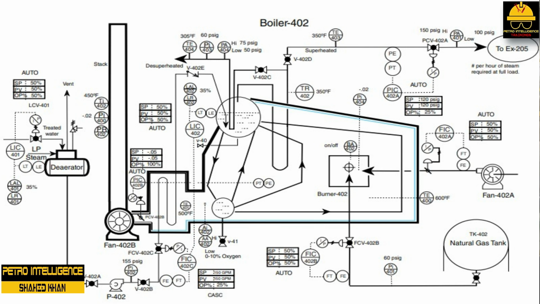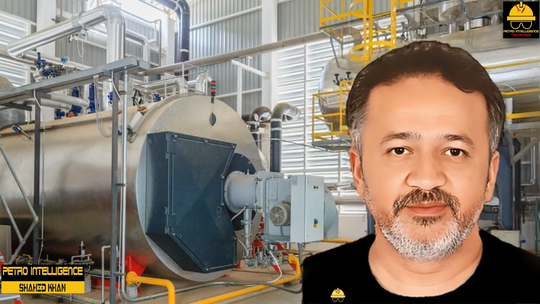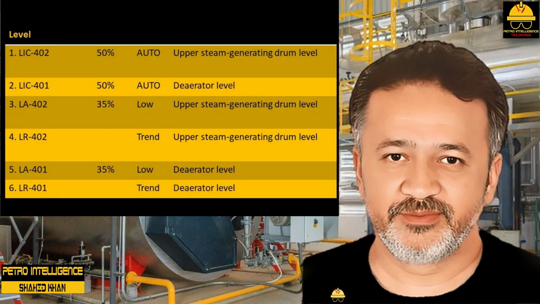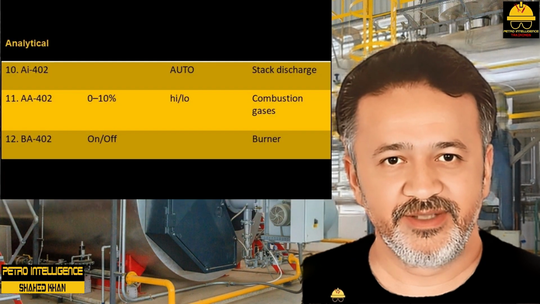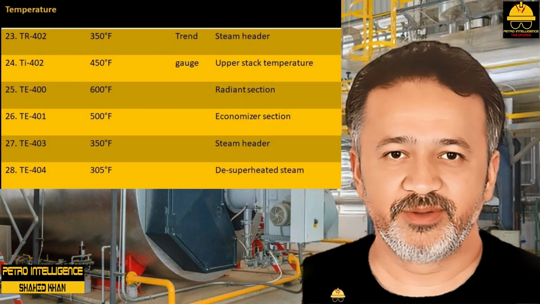21. Monitor TR402 video trends. 22. Monitor all process variables on the stack. 23. Cross-check process variables with spec sheet. These are specification sheets and checklists for level, flow, analytical, pressure, and temperature.